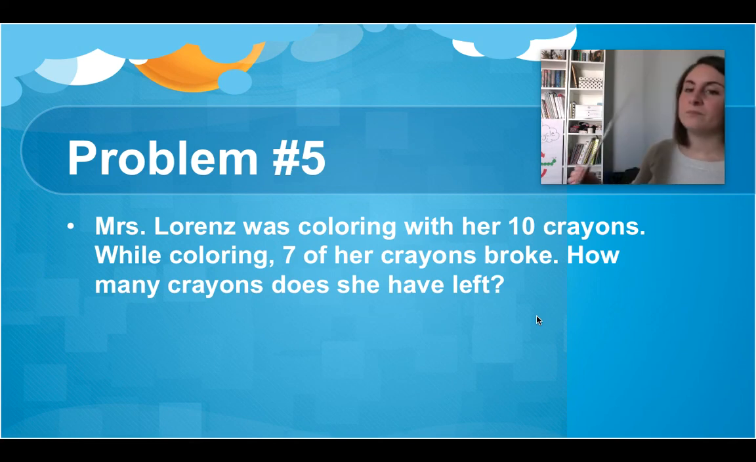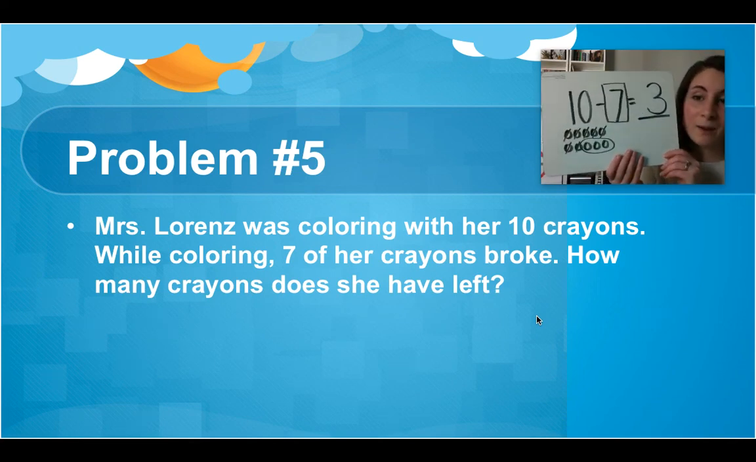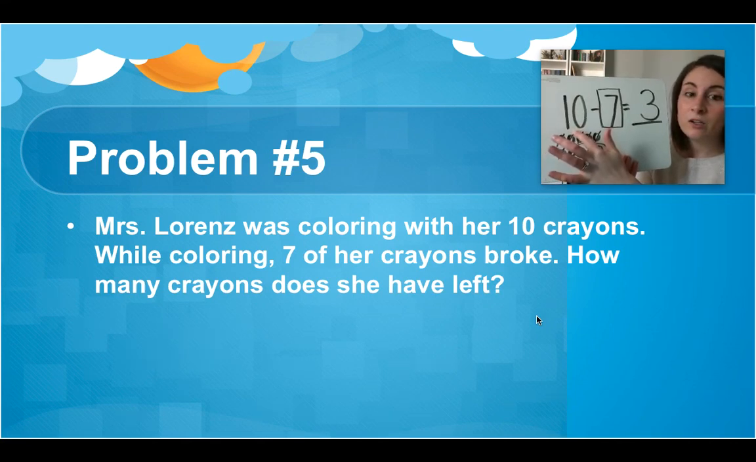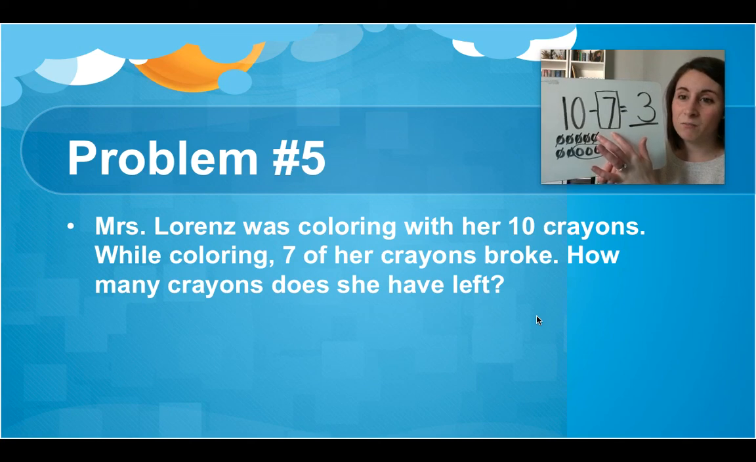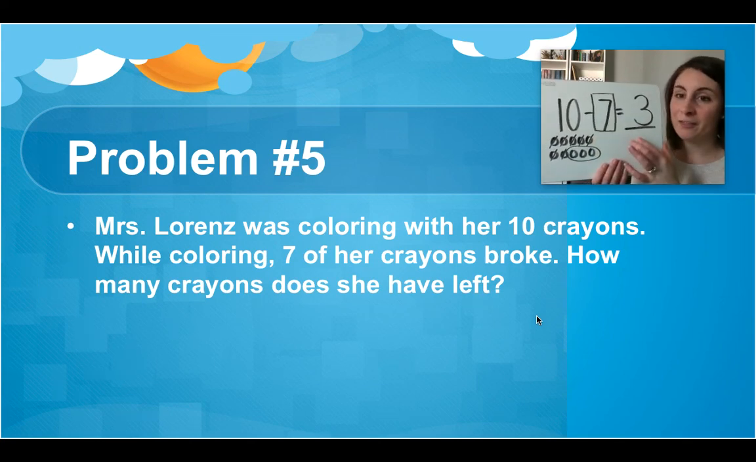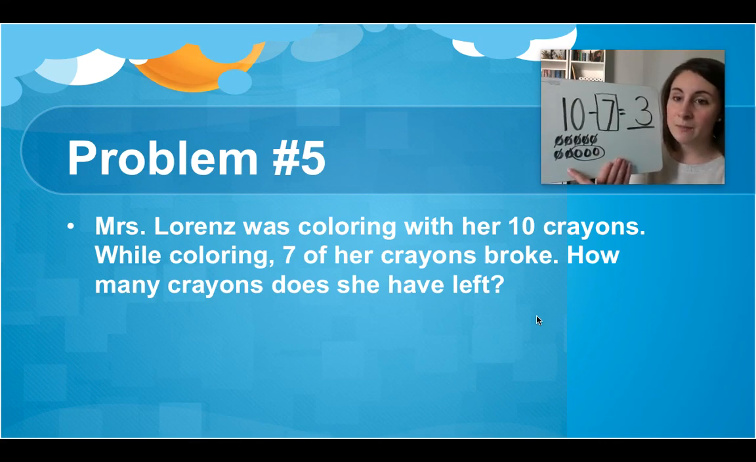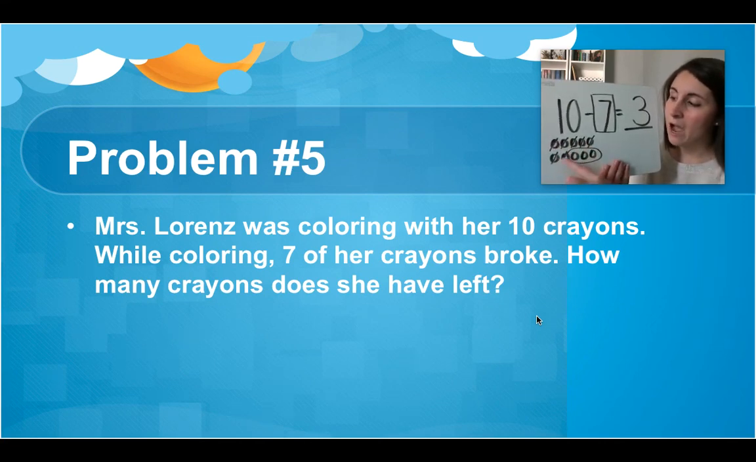Okay. So this is what I came up with. Miss Lorenz had 10 crayons that she was coloring with. I broke 7 of them. But lucky me, I had 3 left. 10 take away 7 equals 3. I drew 10 circles at the bottom, crossed out 7 of them, and had 3 left over.